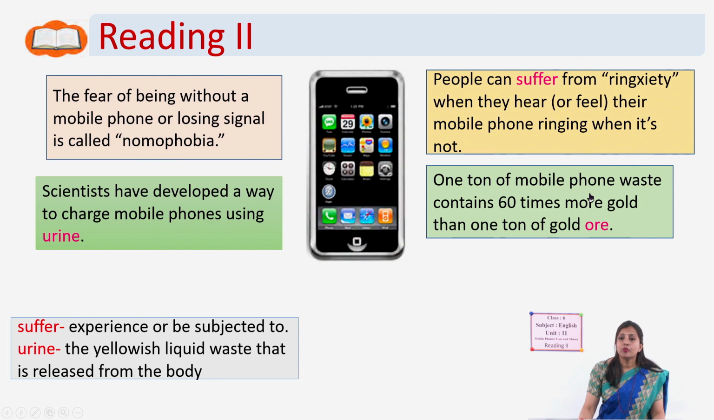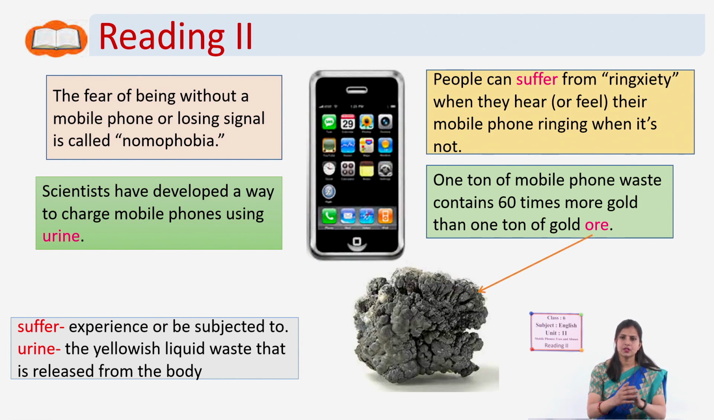1 ton of mobile phone waste contains 60 times more gold than 1 ton of gold ore. What is ore? This is ore. It's a solid material from which minerals can be extracted. So from here gold can be extracted. This is called ore. See this fact, how amazing it is.